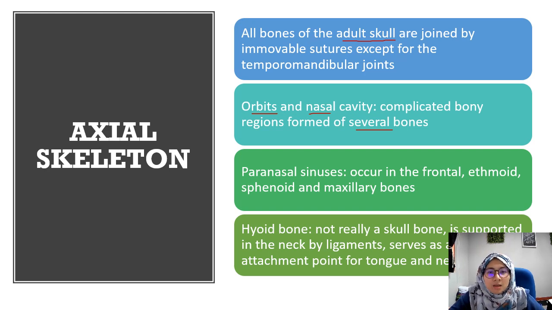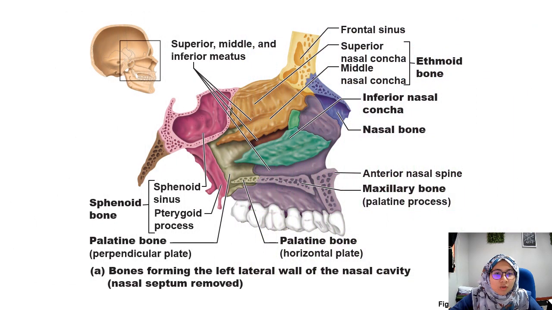And then we have the paranasal sinuses, usually known as the air spaces. They occur in our frontal, ethmoid, sphenoid and maxillary bones only. The hyoid bone is not really a skull bone, but it is supported in our neck by ligaments. It also serves as an attachment point for the tongue and neck muscles. Later I will show you where the hyoid bone is.